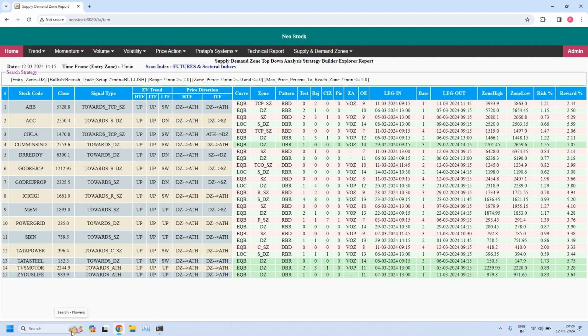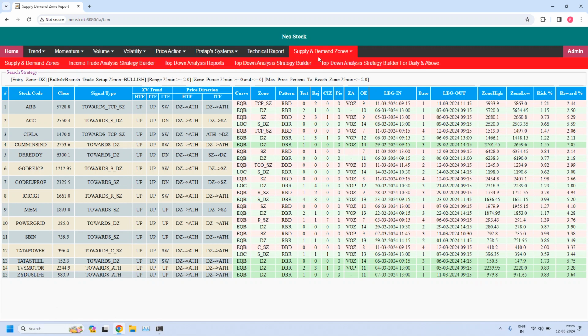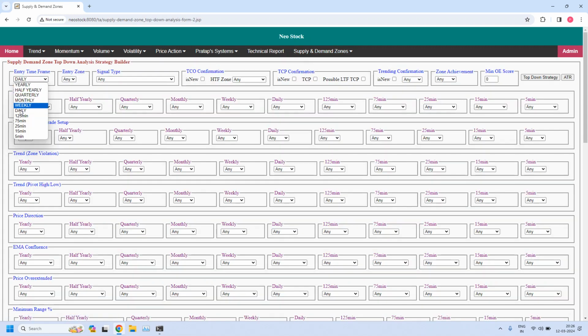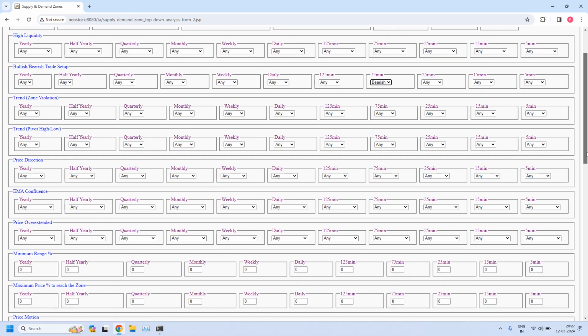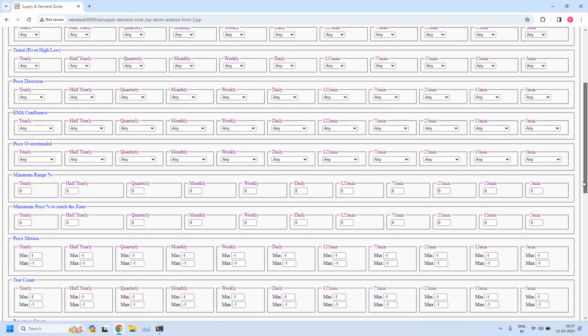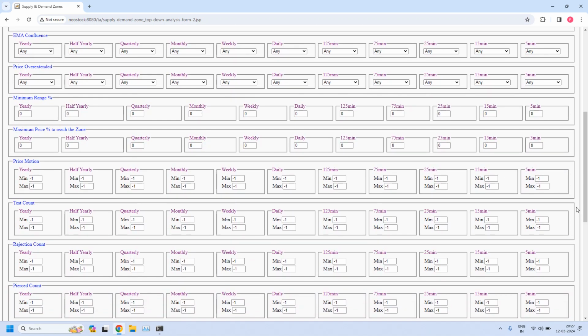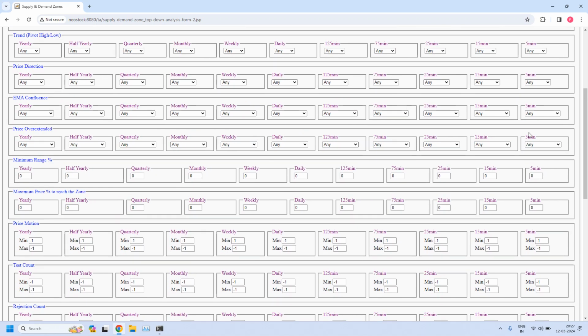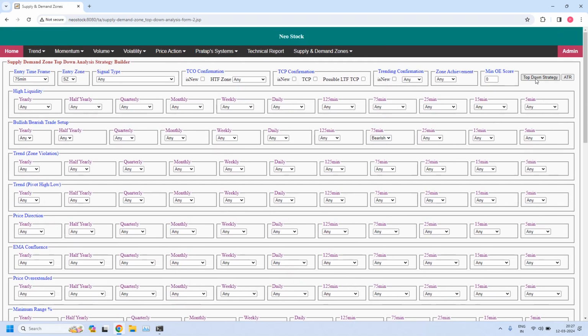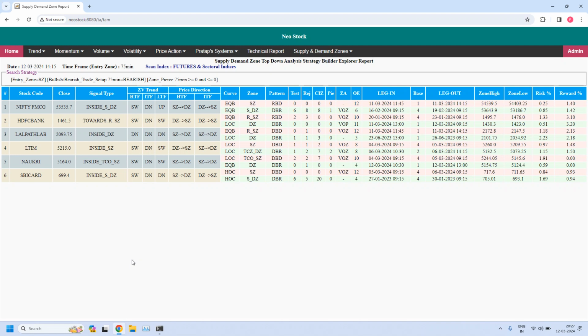Now the final report, bearish trade setup for weekly income trade. So entry time frame is 75 minutes and the entry zone should be supply zone. And in bullish or bearish trade setup at 75 minutes, I am selecting the value bearish. Now only one filter we will set, that is pierced zone. I don't want pierced zones. So pierced count we are setting 0 for 75 minutes. So here minimum value 0 and maximum value 0 I am setting. Now let's filter the stocks. So 6 stocks are filtered.